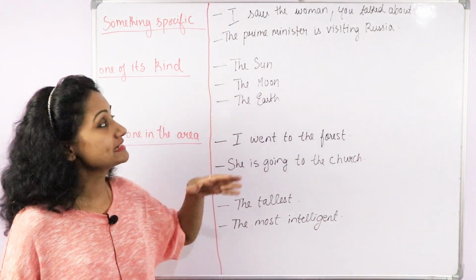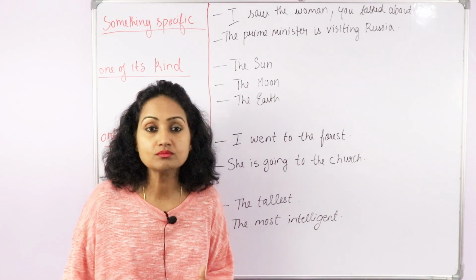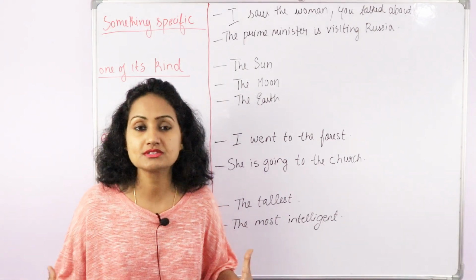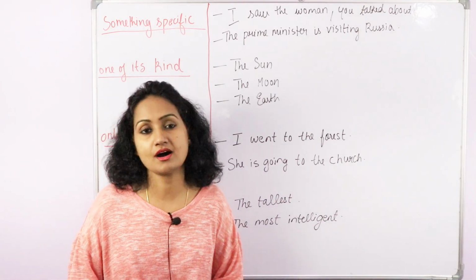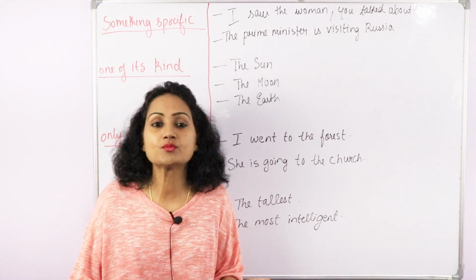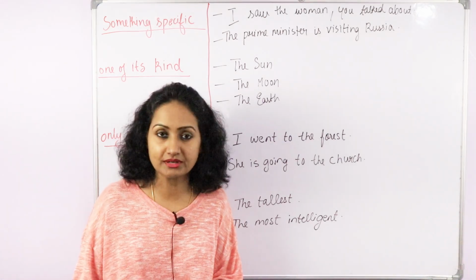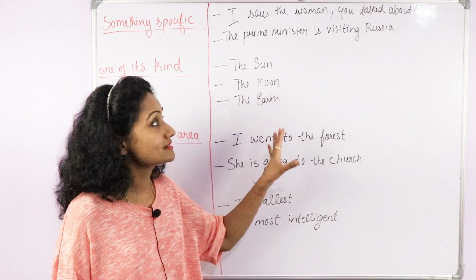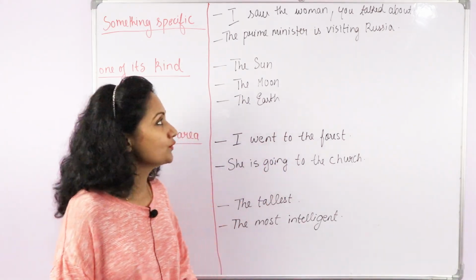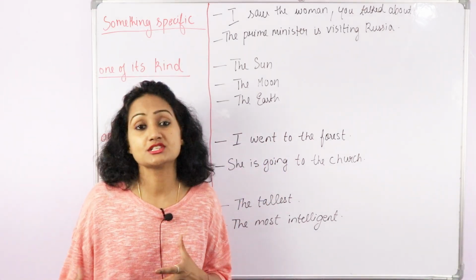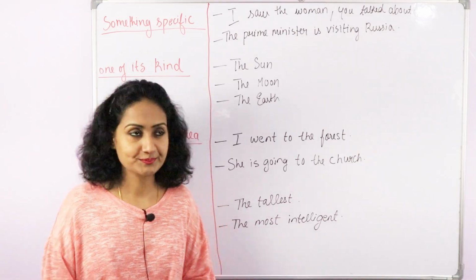The Prime Minister is visiting Russia. So everyone knows which Prime Minister we are talking about. So the Prime Minister is specific, the Prime Minister that is visiting Russia. So this way, when we talk about something specific, we use "the".